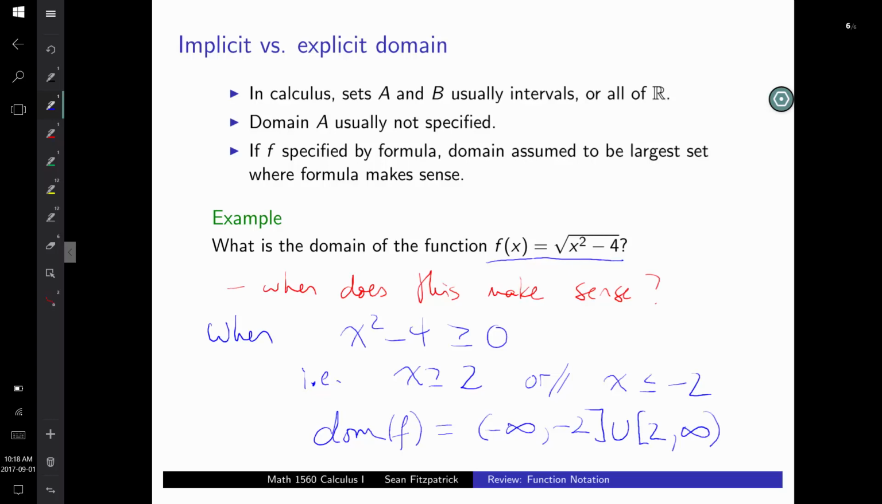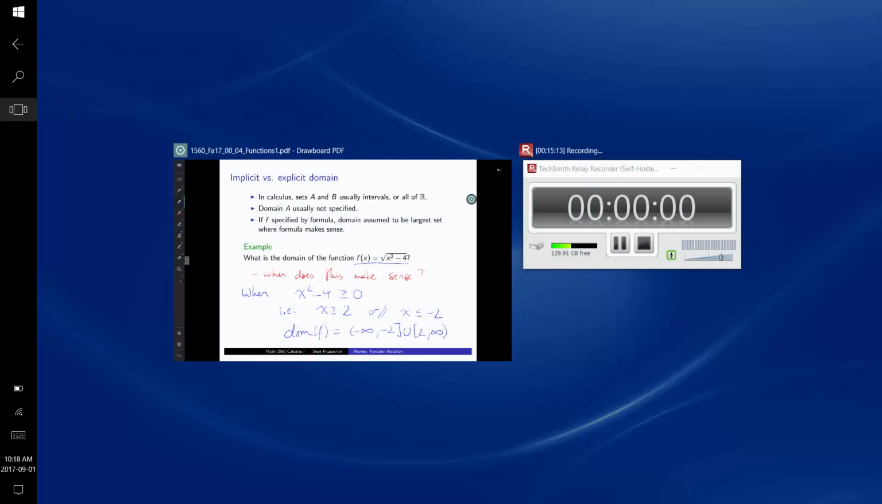Okay, so that's it for the basics on functions. In the next few videos, we're going to be looking at special types of functions that you encounter in a calculus course.